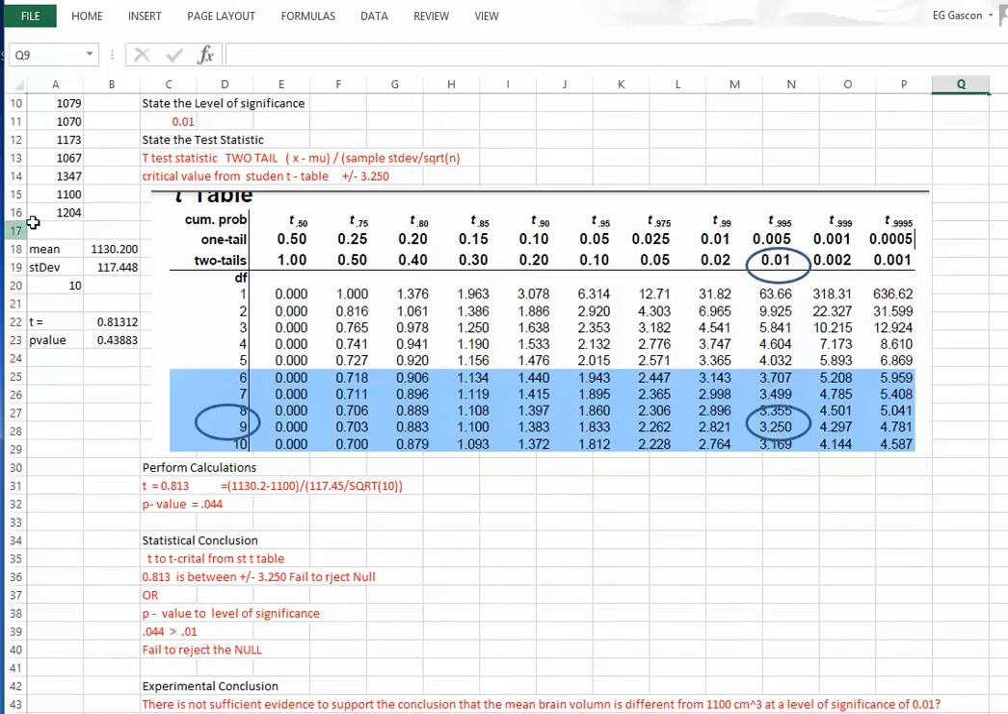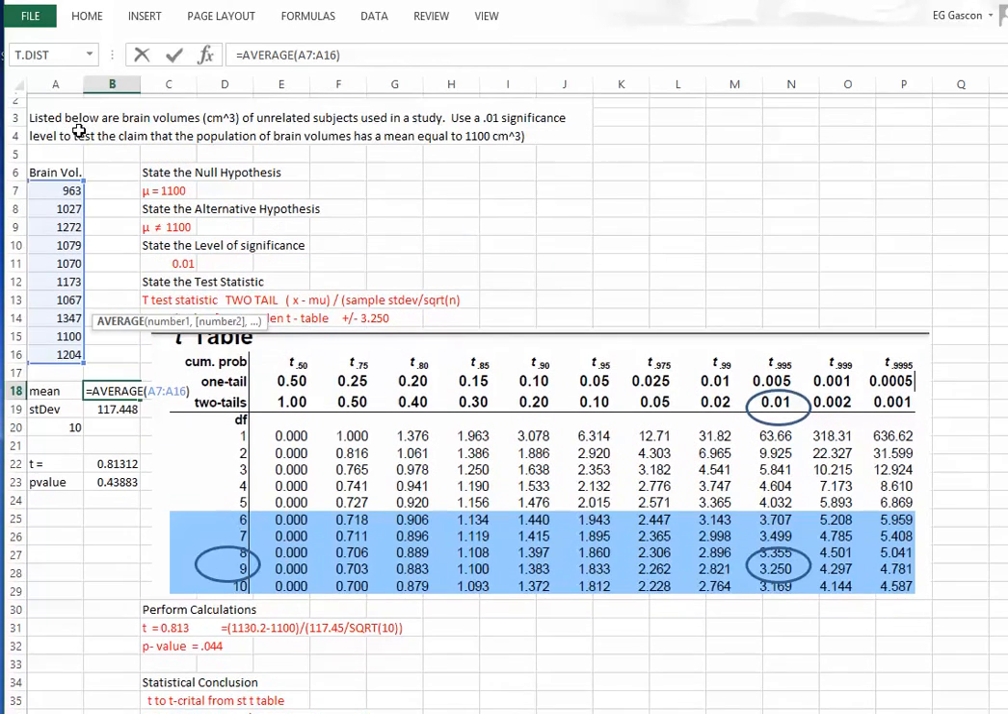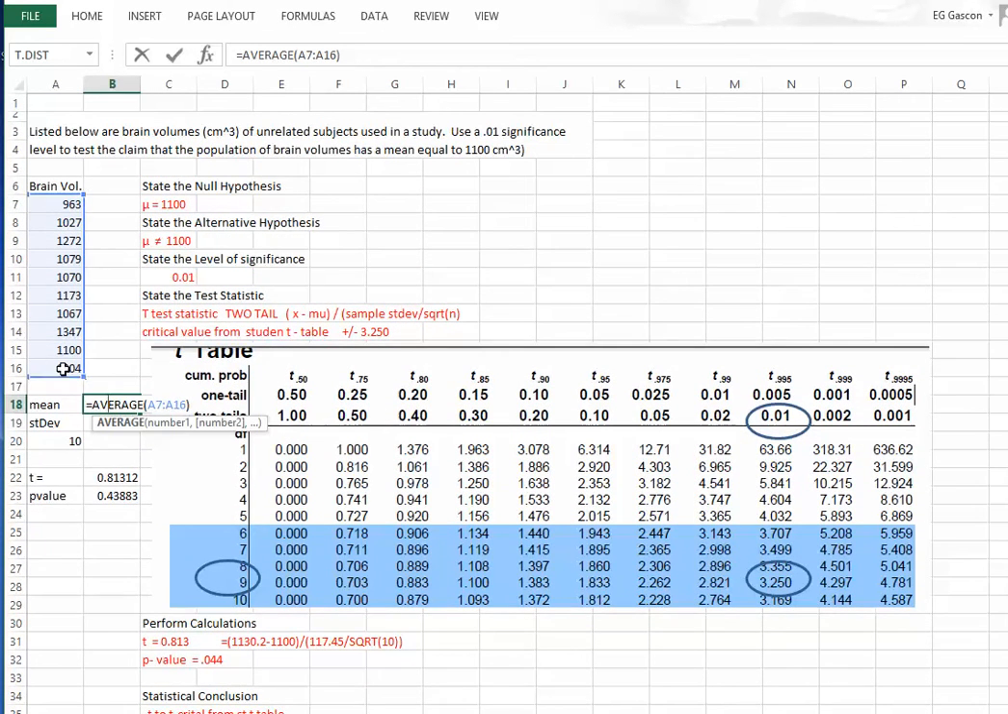And I perform the calculations. First, I need to find the mean. And I do that by using the function AVERAGE, and I put in average and then the numbers. I just simply highlight my set of numbers here, and you'll see they're highlighted. And then my standard deviation, notice that I've used my function STDEVA. That found my standard deviation. And again, in the parentheses, I simply highlight that and it puts in the range for me. So now I have the pieces that I need to put into the formula.